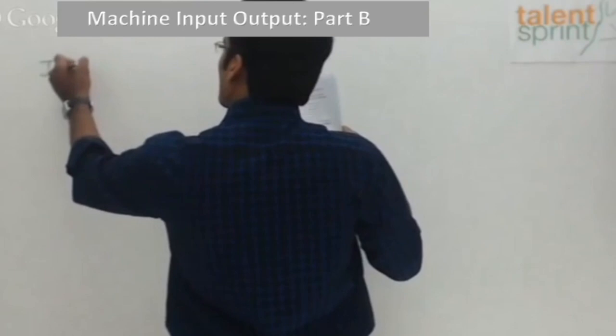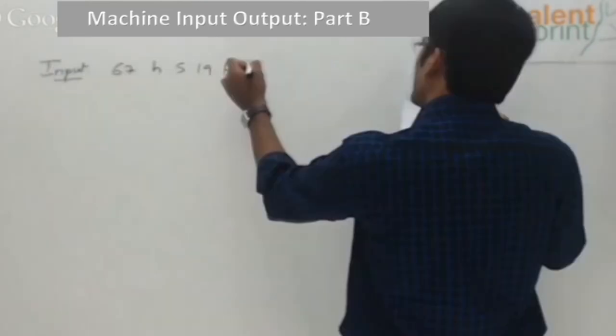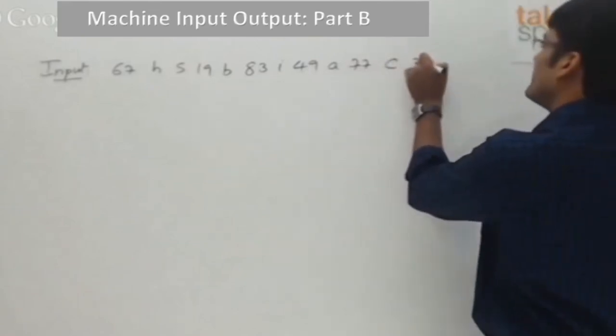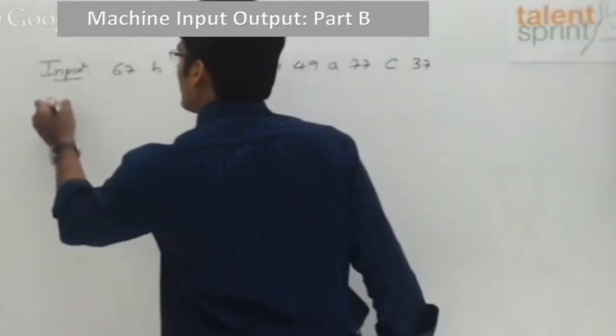Hot sun, okay, 67 hot sun, 19 best, 83 ice, 49 ace, 77 cut, 37.